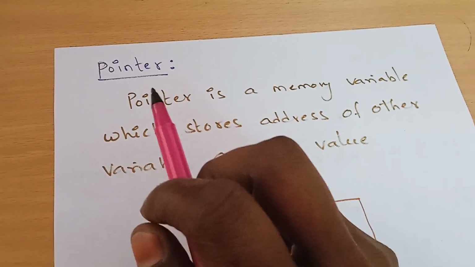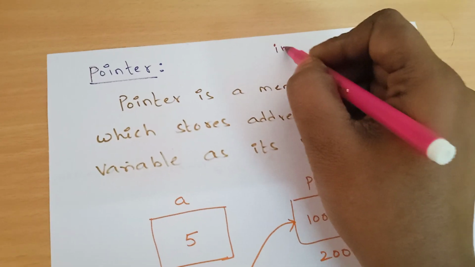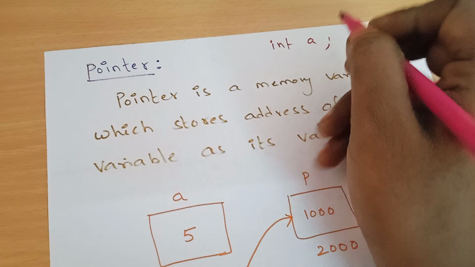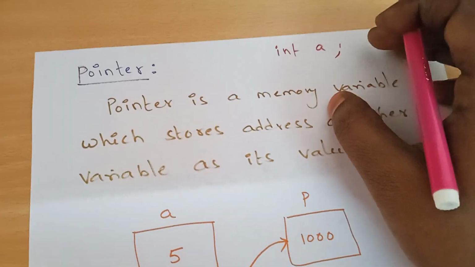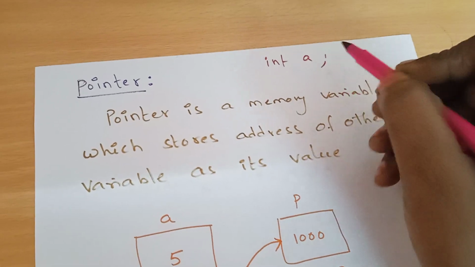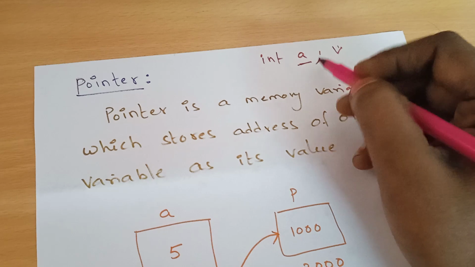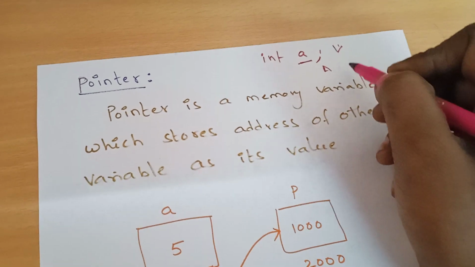Usually, we have a normal variable, something like a normal variable of int a. This is what a normal variable declaration looks like. Fine. So usually a variable will have a value and the same variable will also have an address, right?